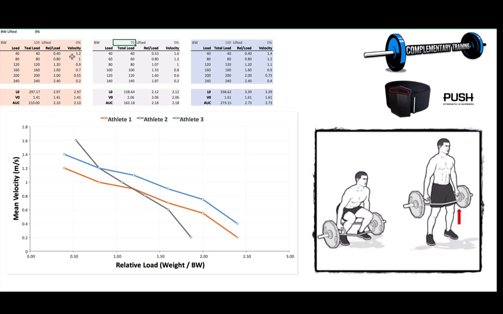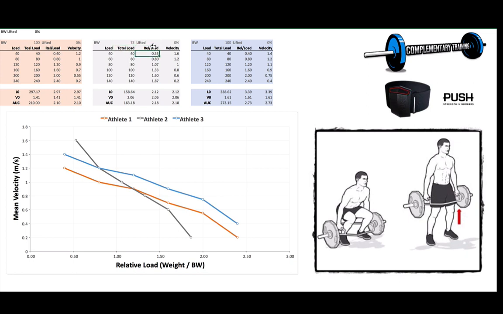So in this case, we use this gray athlete that we can see has a faster velocity compared to those two athletes, but has lower 1 RM. If we use absolute loads, we see that area under curve is much smaller than other guys, although V0 is bigger. So these guys can lift lower loads faster. But if we want to compare across the players, we need to take body weight into account.